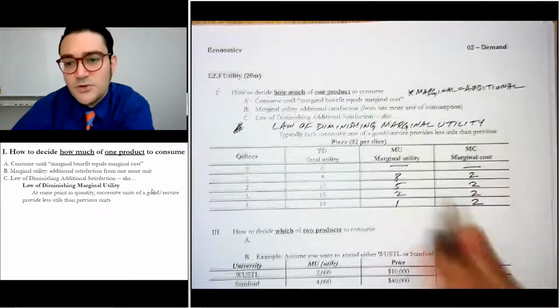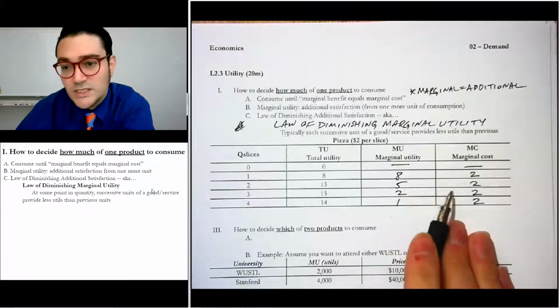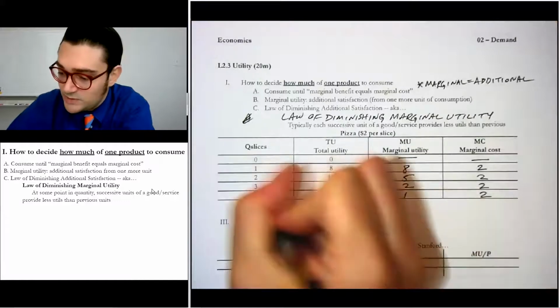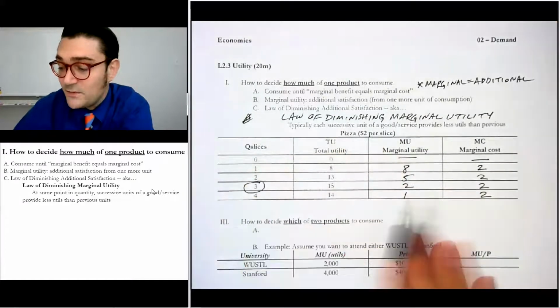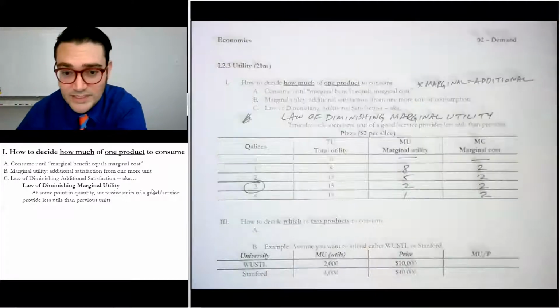So for these, we're going to consume up until the marginal utility equals the marginal cost. And so we would say you should consume the third slice, but not the fourth, because the fourth one doesn't give you as much bang for your buck, is the kind of phrase that we use.